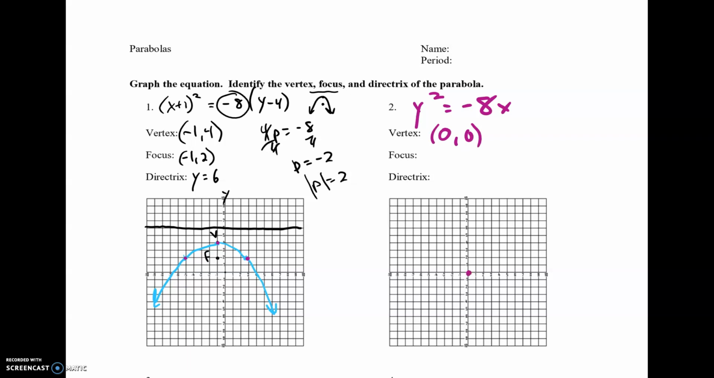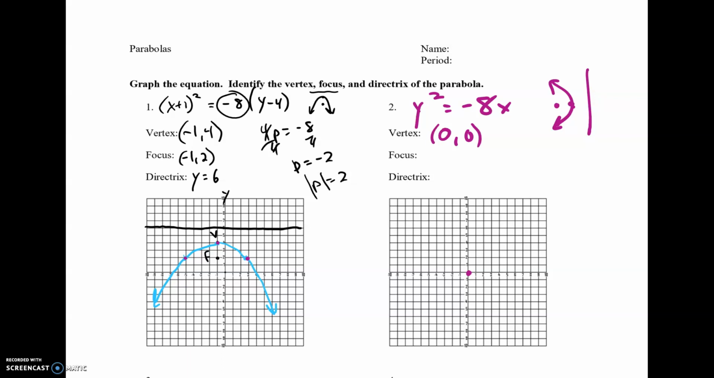Now, y is squared, and p is negative. When y is squared, it's either going to open left or right, but p is negative, so it opens to the left. If p was positive and y was squared, it would open to the right. Okay, so our vertex is going to be right here. There's going to be our focus, and our directrix is there. The parabola always opens away from the directrix.